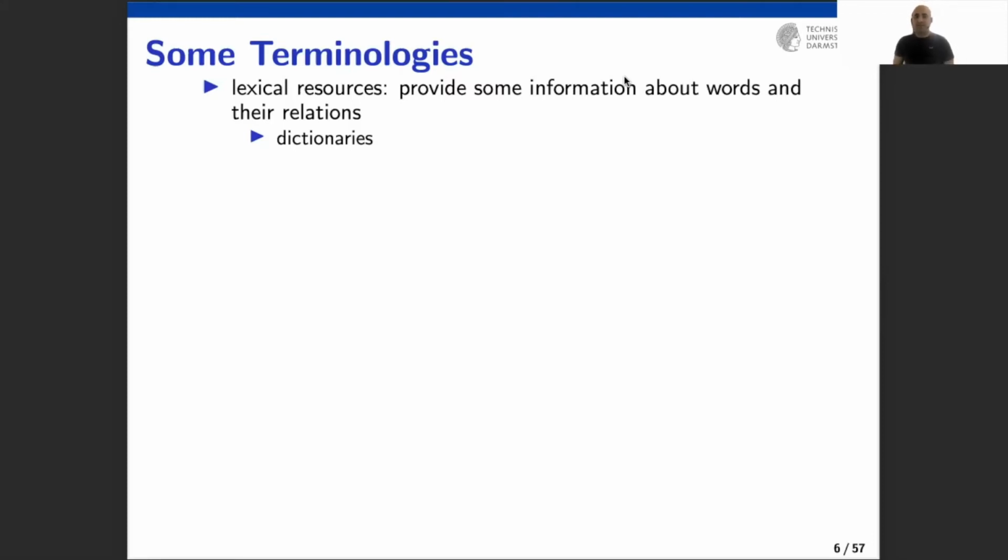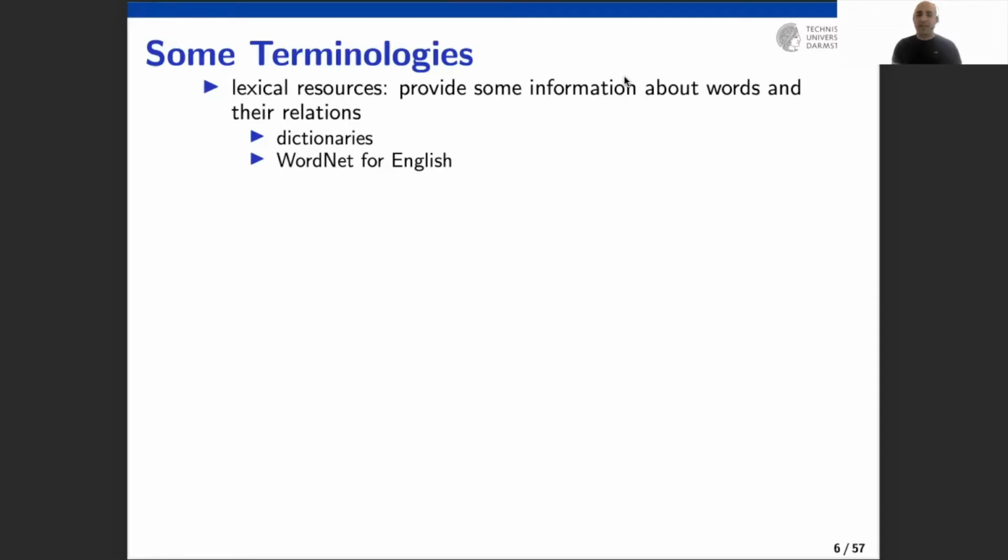The other source of information is lexical resources. These resources provide some information about words and their relations. Let's think about what types of resources we can use to find the relations between words. The first type of lexical resource is dictionaries, which I guess everybody knows.